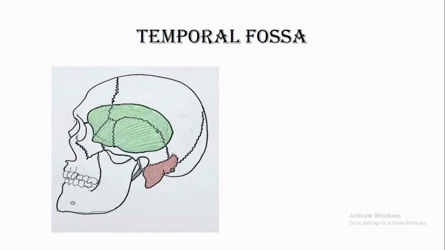Coming to the temporal fossa, this green colored area which is present mostly in the temporal bone, this slight depression, is the temporal fossa. The boundaries of the temporal fossa: above, it is lined by the temporal lines. As we all know, there are two temporal lines, superior and inferior temporal lines. So the superior boundary of the temporal fossa is formed by the temporal line.